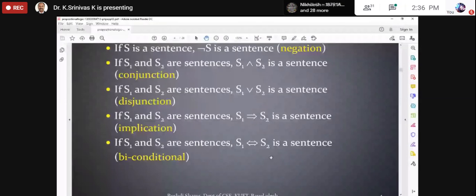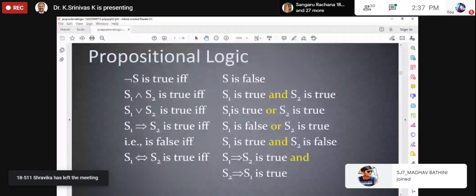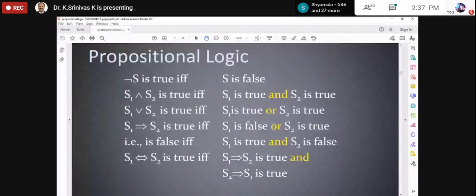Now these are the semantic properties of the propositional logic. Let us say you have yes. Yes is the statement or sentence. Negation of yes is true. IFF stands for if and only if. There is no such word called IFF. If and only if yes is false.